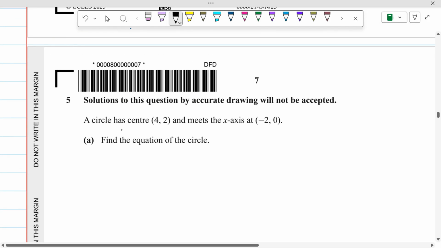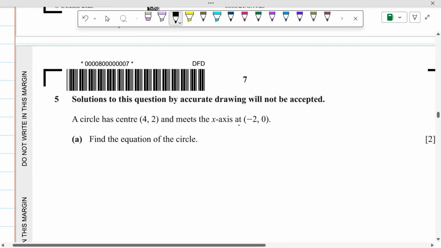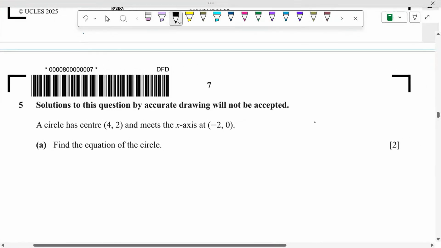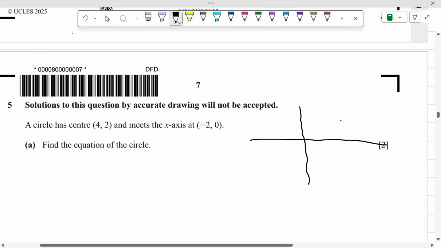Question number 5. A circle has the center (4, 2) and meets the x-axis at (-2, 0). Let me show you how the circle will be. This one is 4. This one is 2. So this point is the center, which is (4, 2).